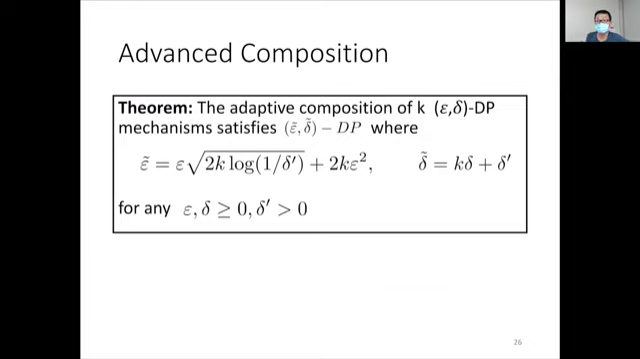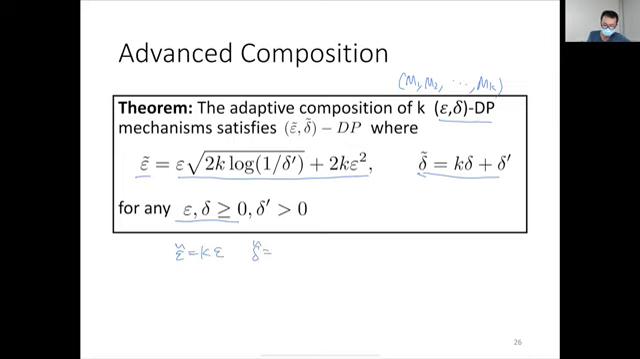The main theorem for the advanced composition that we're going to be covering is the following. Suppose we have K mechanisms and each one of them satisfies epsilon-delta DP for any epsilon, delta larger than 0. Then the composition of these K mechanisms, M1, M2 to Mk, satisfies epsilon tilde, delta tilde differential privacy with parameters that look like the following. Recall that in the naive composition, epsilon tilde is equal to K times epsilon, and delta tilde is equal to K times delta. So this is the simple composition.